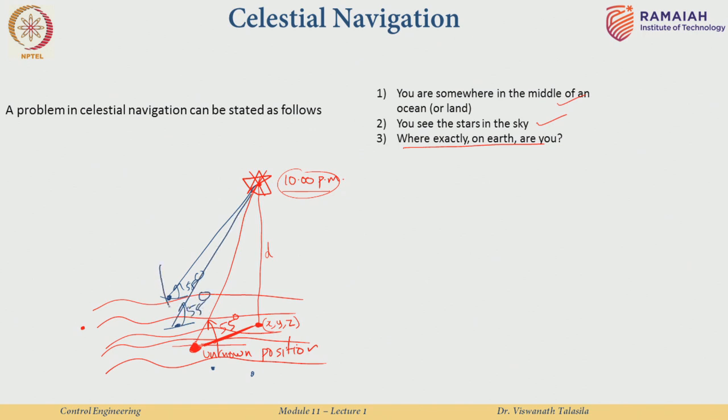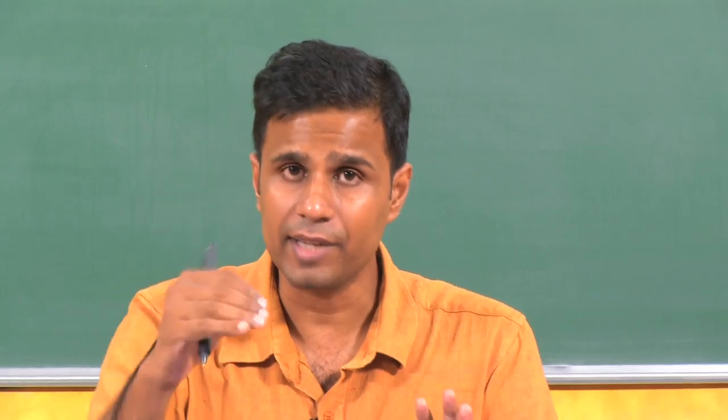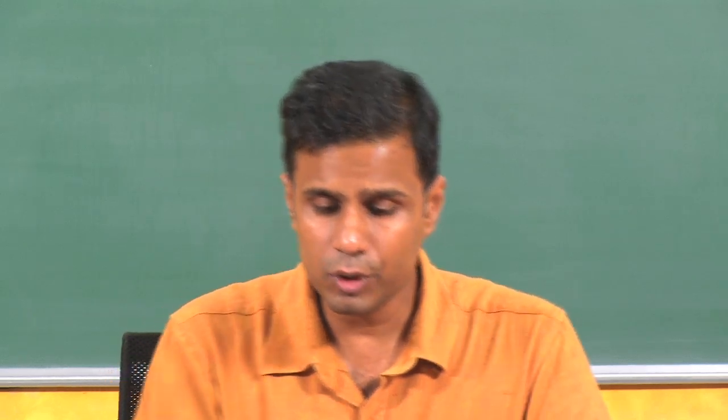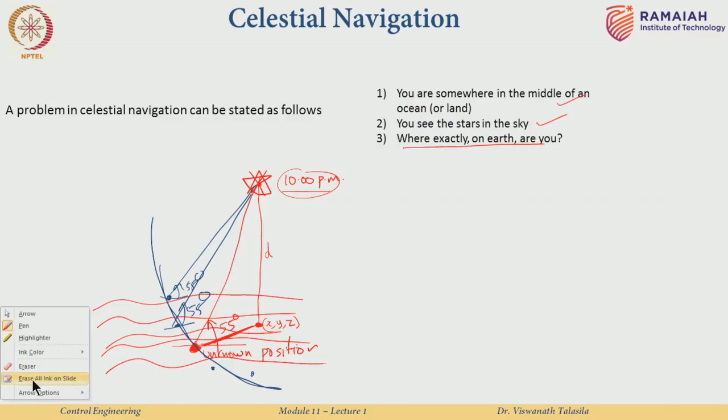I can be anywhere on a circle, right? And you don't know exactly where you are. So actually it's a complete circle. I can't draw it here because it looks weird. But otherwise it's a complete circle, and anywhere on this circle you will see this particular star at 55 degrees. So you know approximately where you are on a circle, but you still need to know where exactly you are. And the way they would do that is to use another star.